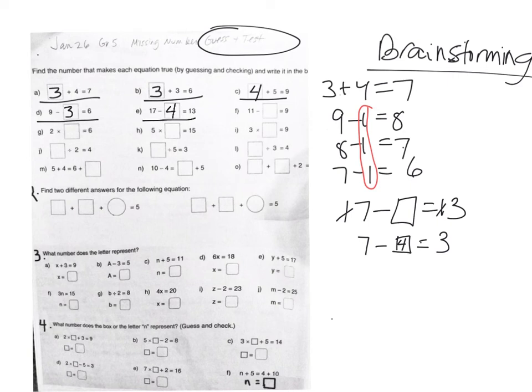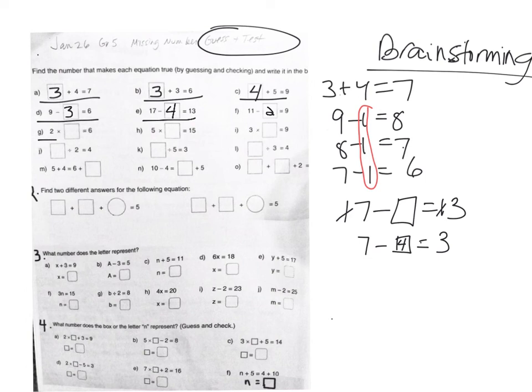F, 11 take away what number equals 9? You can just count backwards from 11 and you can know that it's 11 subtract 2 is 9. Or in your mind, you might know that there's a relationship between 11 and 9 and 2, and that 9 plus 2 equals 11, and 11 subtract 9 is 2, and 11 subtract 2 is 9.